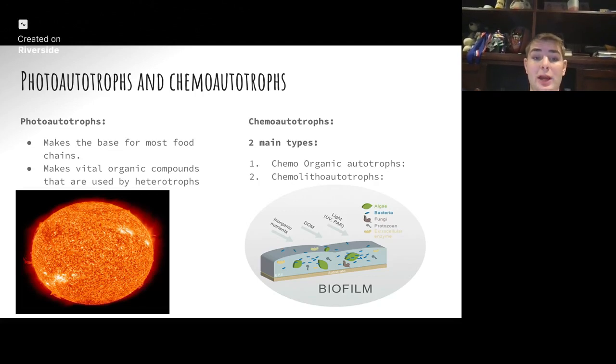Photoautotrophs also capture energy from the sun's light rays, and they use those rays to make chemical energy for cell metabolism. Now let's look at the chemoautotrophs. There's two main types, chemoorganic autotrophs and chemolithotrophs. They use organic molecules for energy and inorganic compounds as a source of carbon, and they depend on inorganic materials and do not need sunlight or organic nutrients.